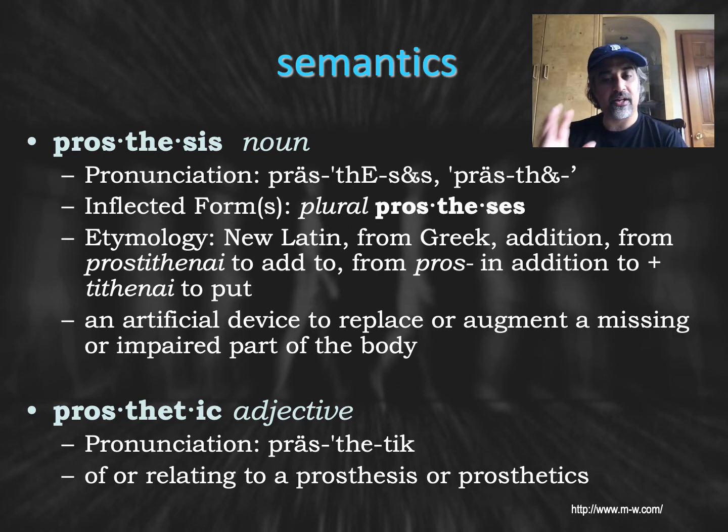Some semantics that I discuss in the other lecture as well: a prosthesis is the noun form and prosthetic is the adjective form. So you can have a prosthetic limb or you can have a prosthesis, and that is the correct way of using those words. A prosthetist is someone who fabricates, designs, and delivers prosthetic limbs.